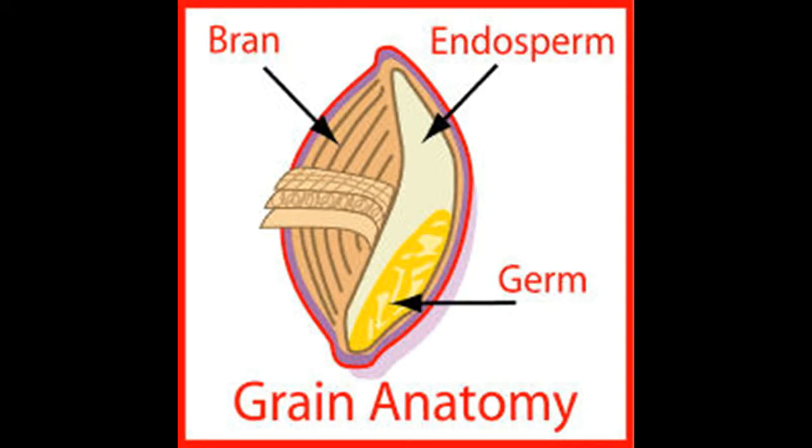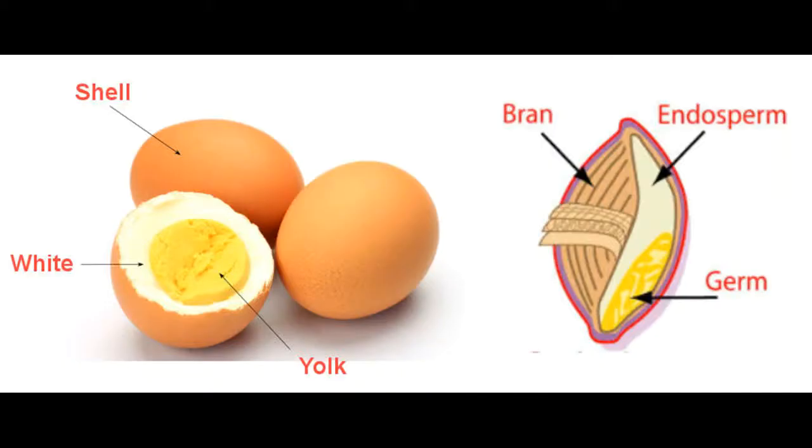parts do, it might be helpful to compare the wheat seed to a chicken egg because the functions of the parts are similar. An egg has a shell to protect the inside of the egg. The bran of the seed is like the shell and it protects the inside of the seed. The germ of the seed is like the yolk of the egg because that is where the new plant or the new chicken comes from. The endosperm is like the white of the egg. They are both food for the new plant or chicken.